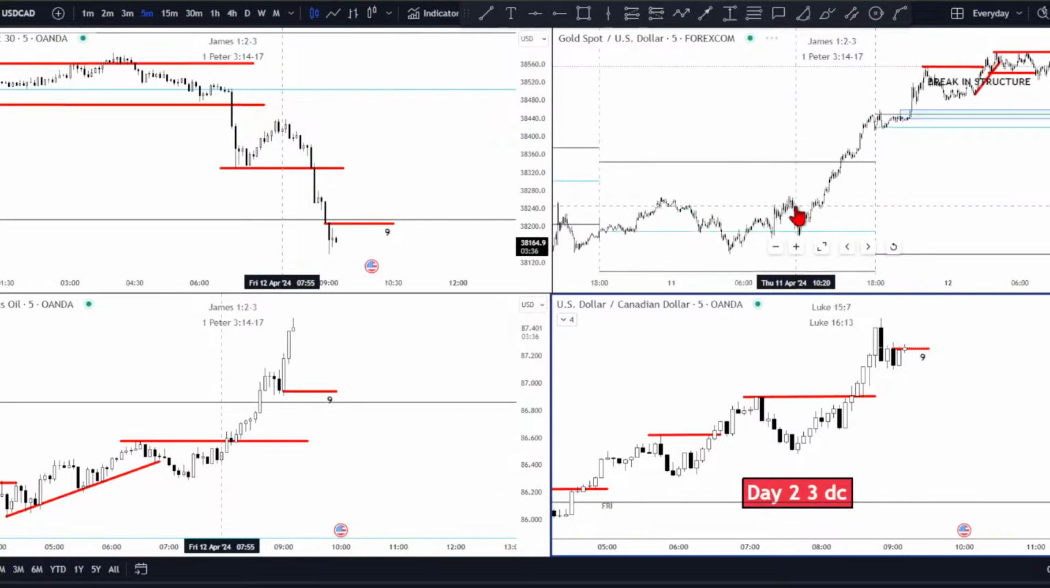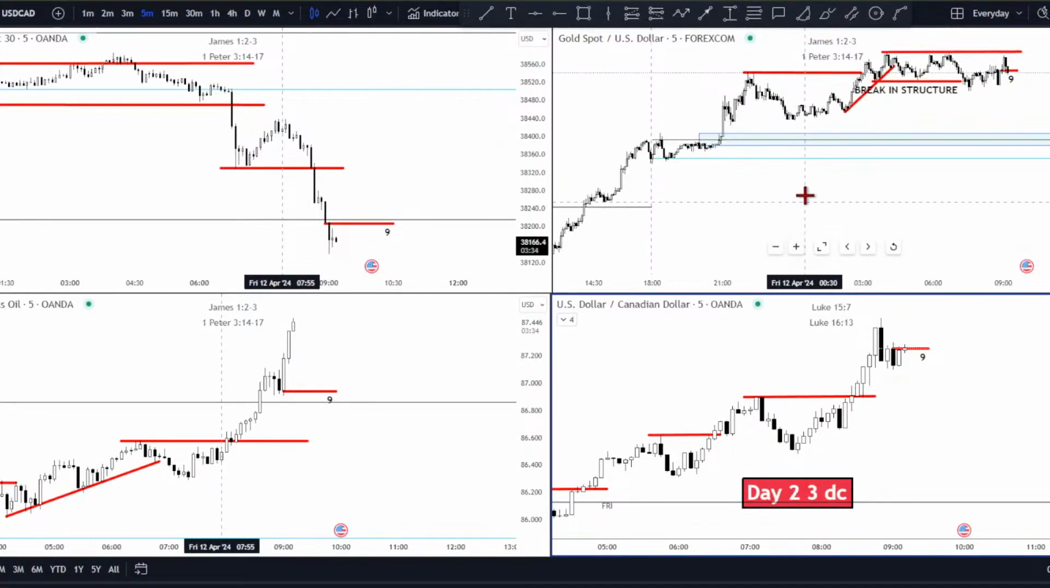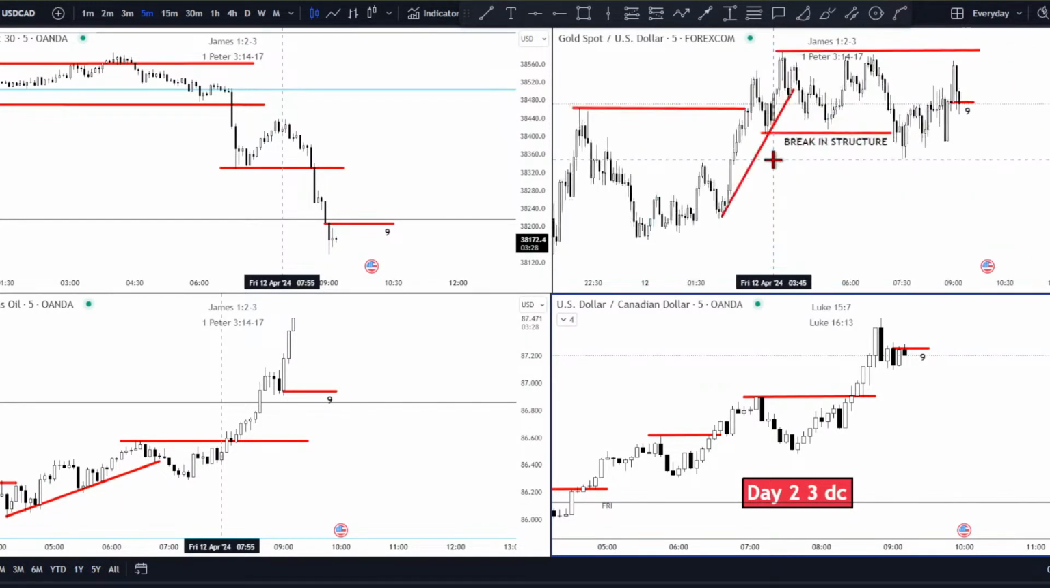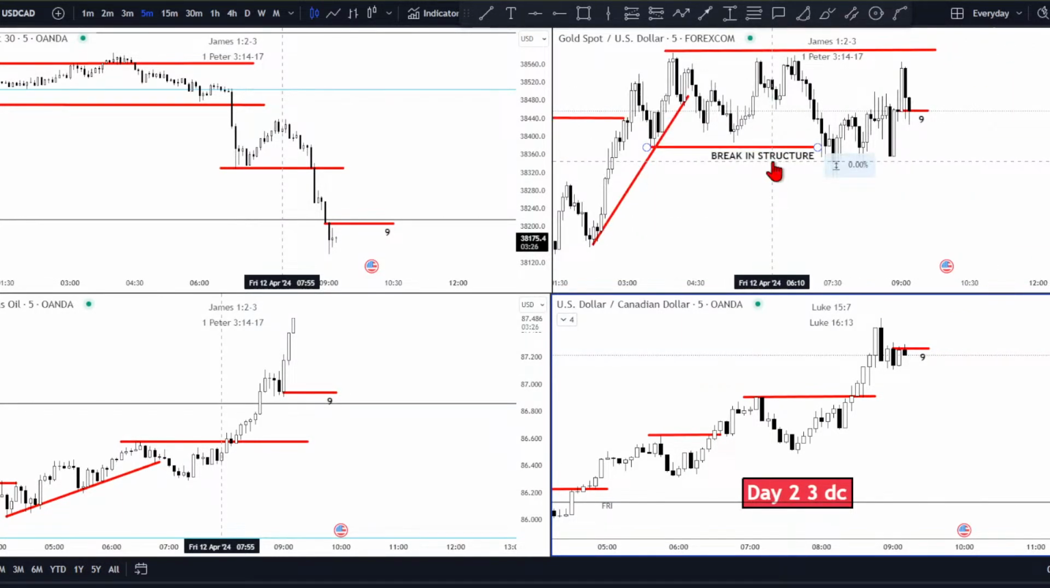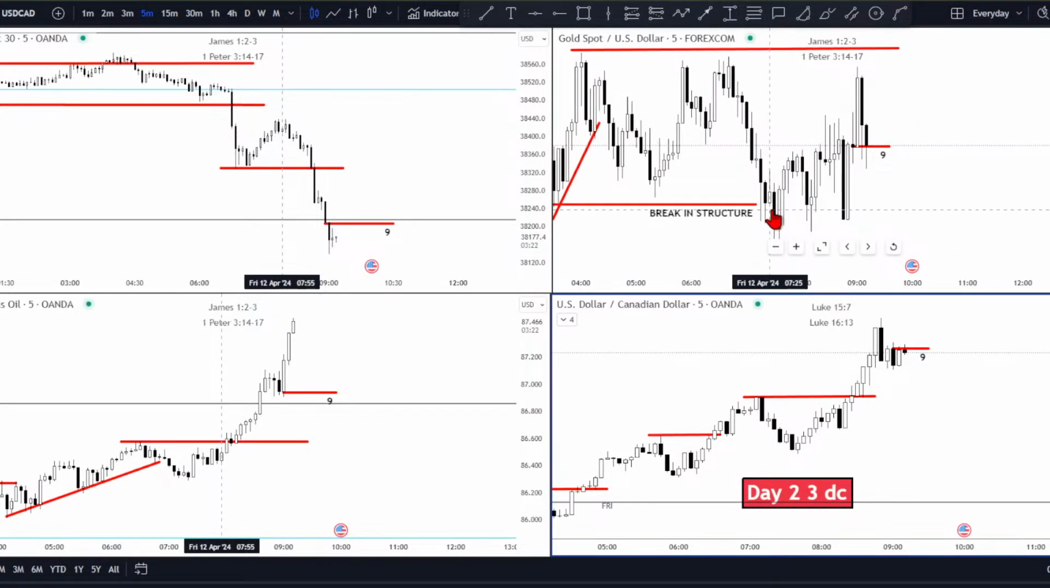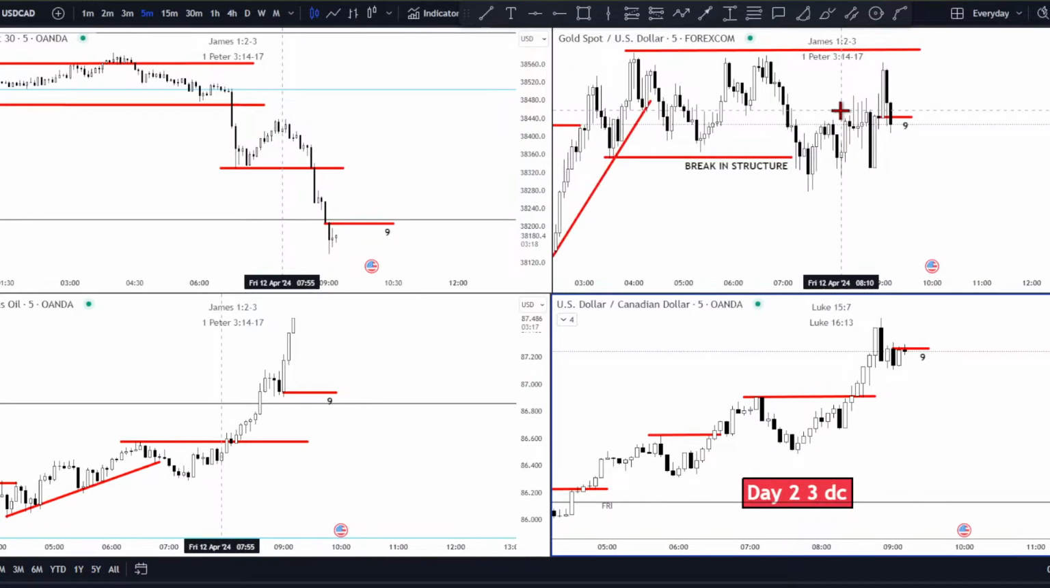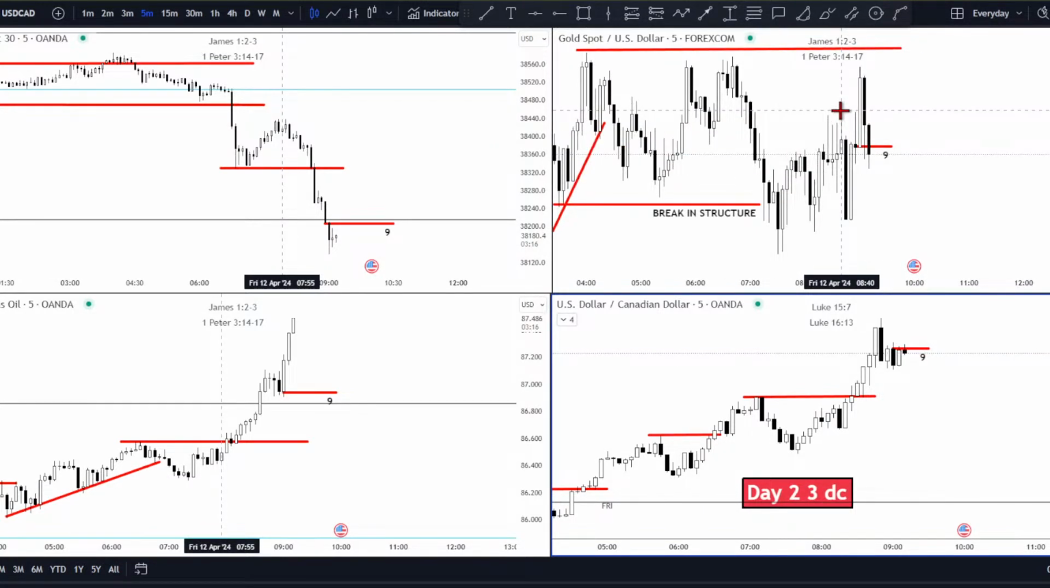JP, you're saying it could, it certainly could be. But I think I'm going to play it safe. I'm going to wait. Now, this is a break in structure and maybe 1, 2, and 3 back to the high. So, absolutely, certainly could be. What is silver doing? Oh, silver's back at the high.